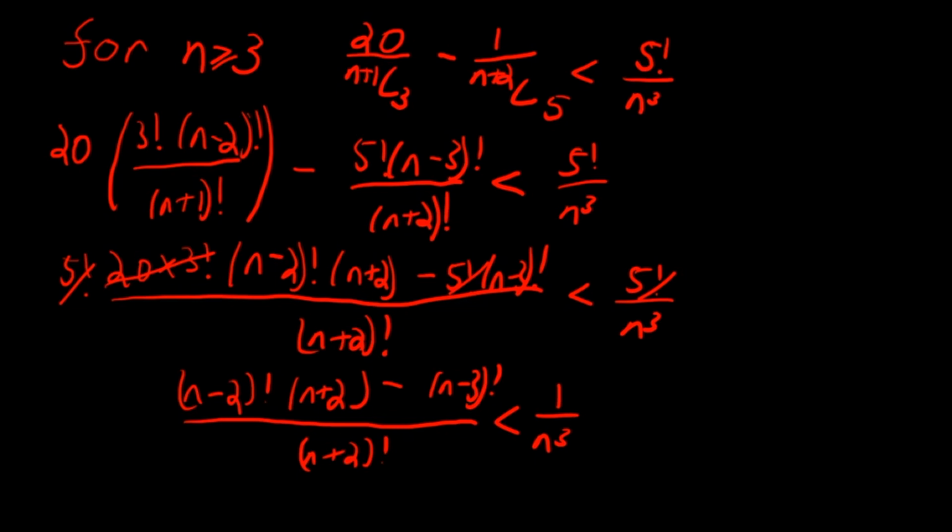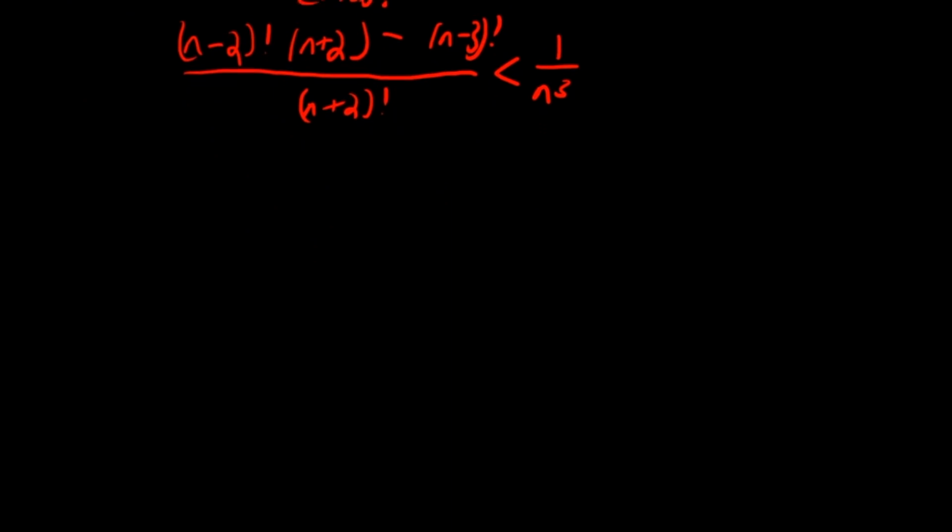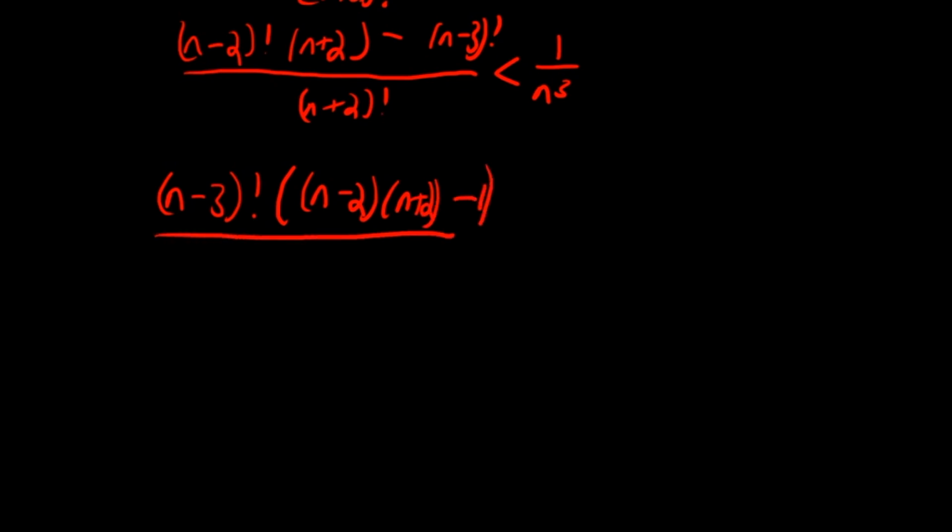So if I just quickly scroll down, this is where we are so far. So we can also factorize the numerator of the fraction on the left hand side to give us (n minus 3) factorial outside the brackets, and then inside the brackets we will have (n minus 2)(n plus 2) minus 1, divided by (n plus 2) factorial, is less than 1 over n cubed.